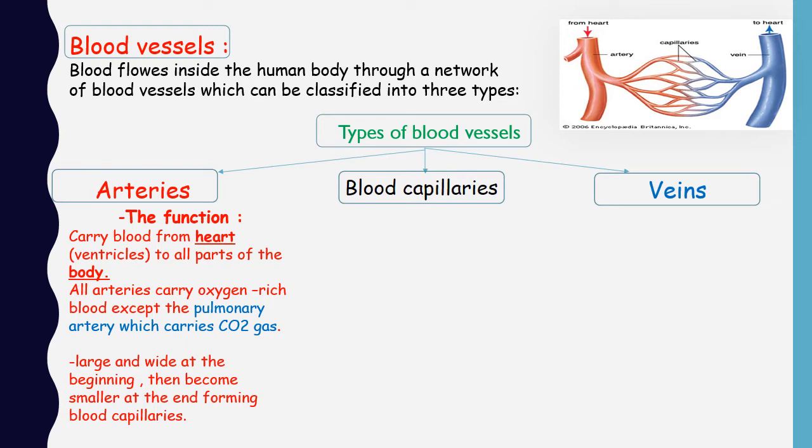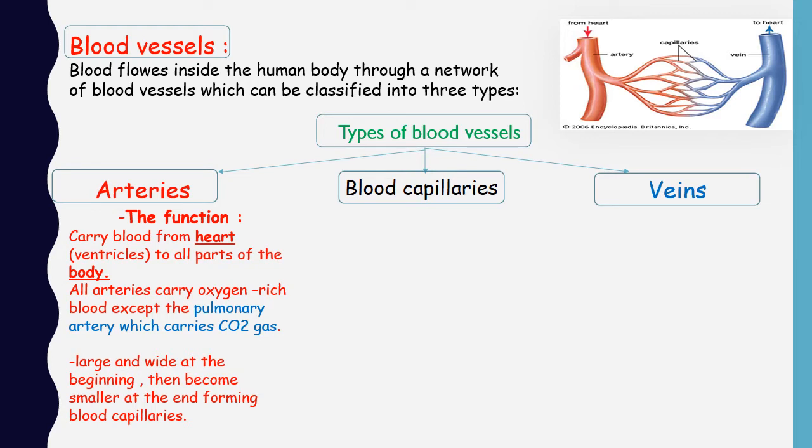Carry blood from the heart. From which part of the heart? From the ventricles, the lower chambers, to all parts of the body. All arteries carry oxygen-rich blood except the pulmonary artery. The pulmonary artery also carries blood from the heart, but which blood? Blood which is rich in carbon dioxide.